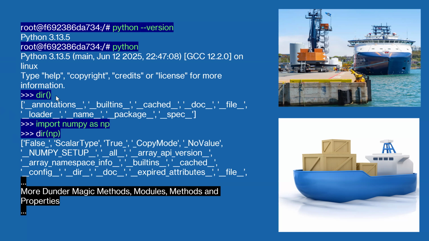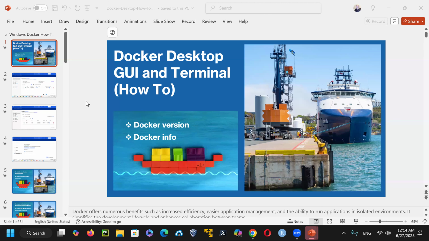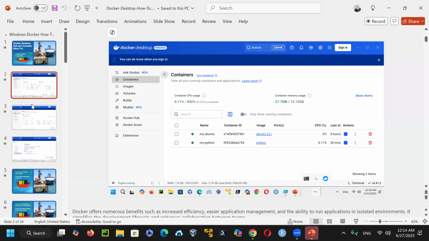For example, if I say import numpy as np, now dir of np will have this. I shortened it because there was a lot of information. A lot of methods, modules, and properties were listed here, but you can do dir(np) or dir() itself. It will show all of this plus numpy because I loaded it as np. Okay, so this is good for the demo part of it.